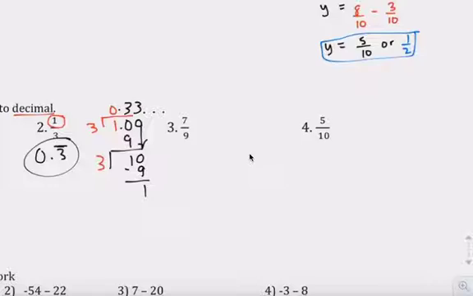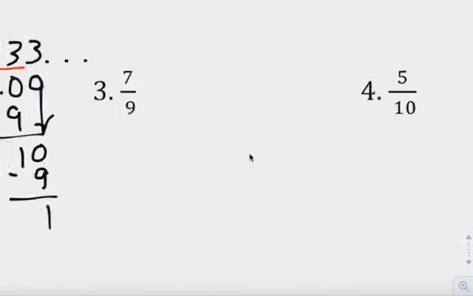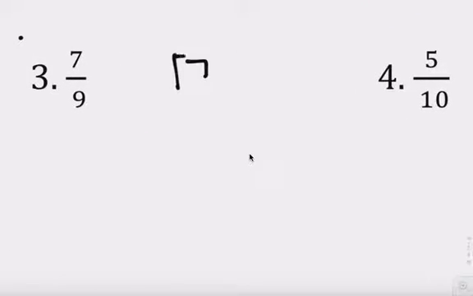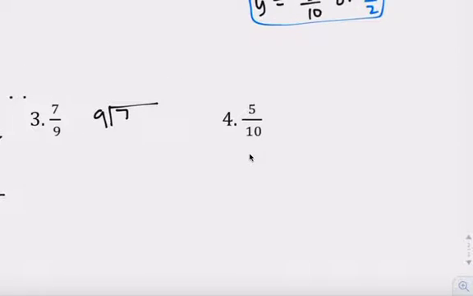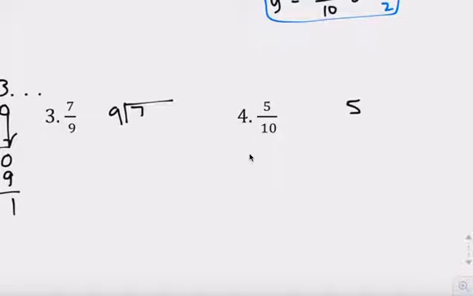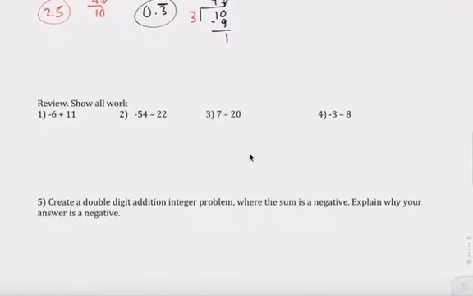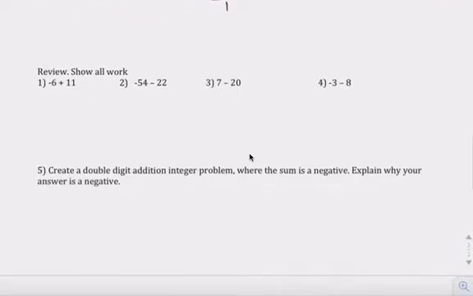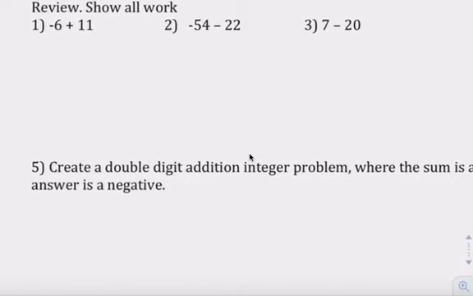Next one, same thing. You know the drill. 7 goes inside, 9 goes out. Same thing on number 4. 5 goes inside, 10 goes out. And divide. Okay, you should know how to do these ones.